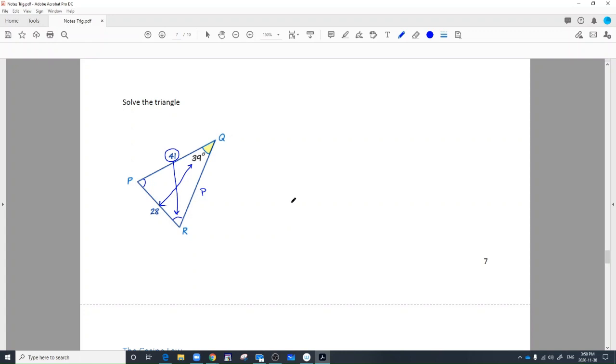So I'm assuming you all paused the video. And when you solved it, you set up that the sine of angle R is across from side length 41, just like the sine of 39 is across from side length 28. So to solve for the sine of R, I multiply both sides by 41. So I get 41 times the sine of 39 divided by 28.